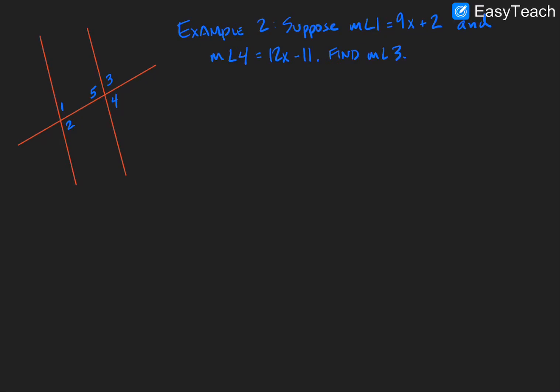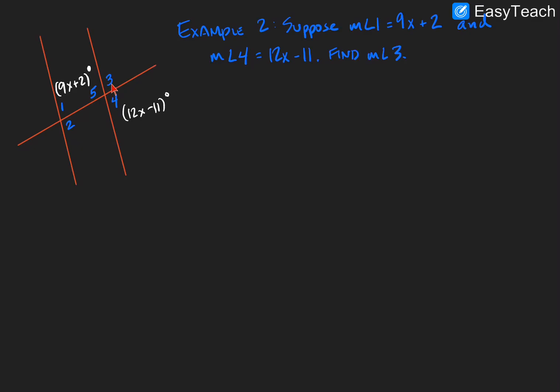It says, suppose the measure of angle 1 is 9x plus 2 degrees. So I'm going to put in here 9x plus 2 degrees. And the measure of angle 4 is 12x minus 11 degrees. Find the measure of angle 3. Now if I look at this picture and I look at angle 3, I can think about a couple different things. I can think about the fact that angles 3 and 4 form a linear pair, so they should be supplementary. Same thing with angles 3 and 5, they should be supplementary.